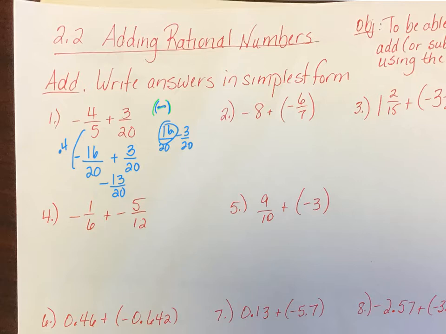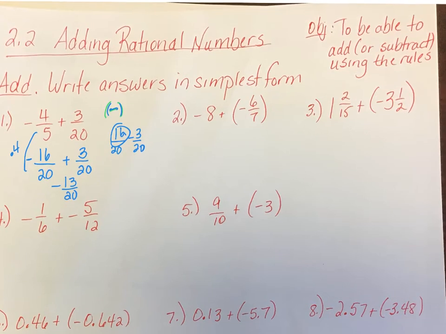If you look at number 2, negative 8 plus negative 6/7. We are really going to be adding these. This one's kind of easy, you guys. Remember, when we add, we drop off the signs. We're just taking 8 plus 6/7. That is just 8 and 6/7, and we've got to keep the sign, which is negative.